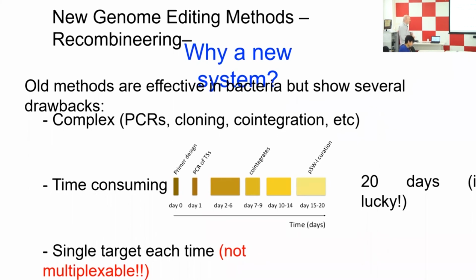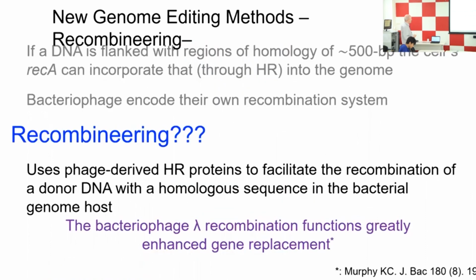And so ideally, we would like to have a system, mostly in cases where you want to make many mutations at the same time, that is multiplexable, that you can do many of these at the same time. Okay, so one way to go, and this was at some point a big breakthrough, was another technology that is called recombineering.